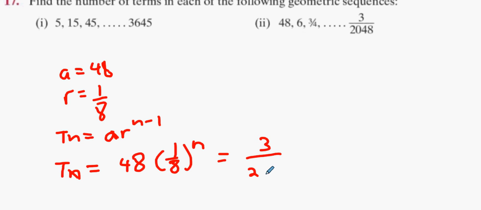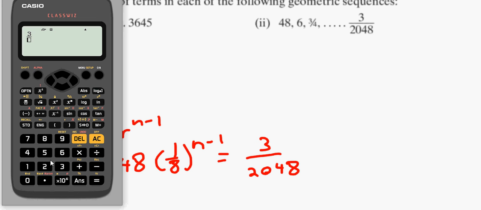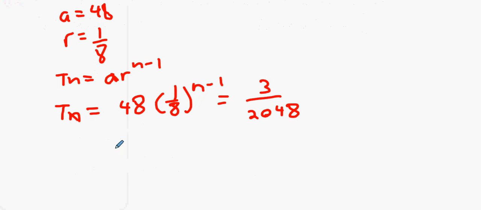Alright. Yes. Okay. What happens when I divide by 48? So 3 over 2,048 divided by 48. That looks terrible, to be honest. Oof. 1 over 32768. Who got that far? Alright.